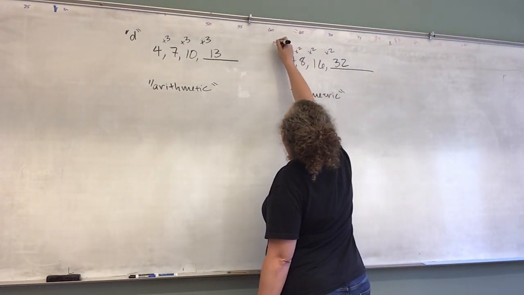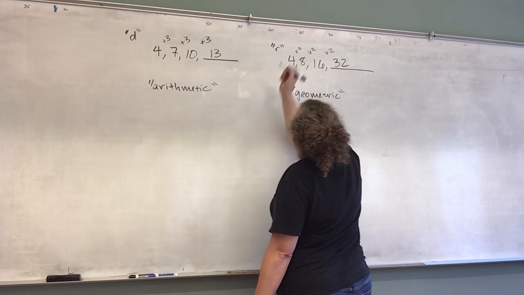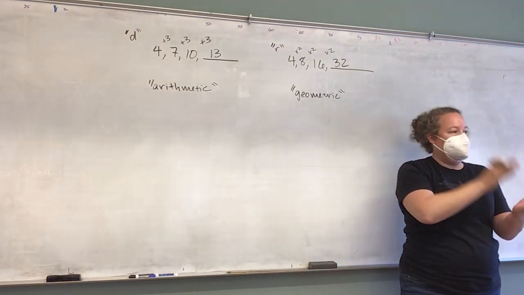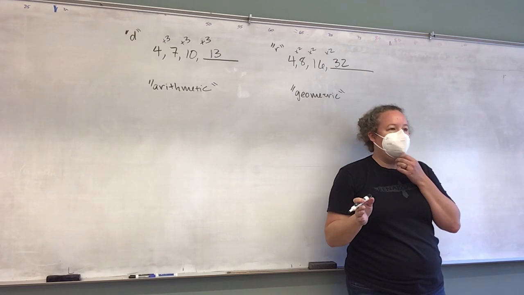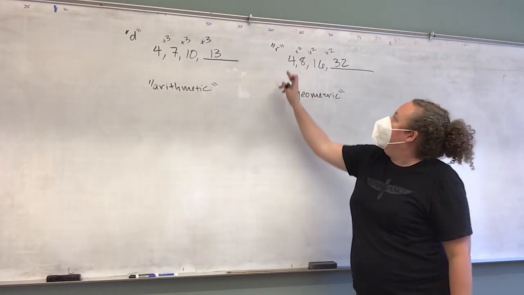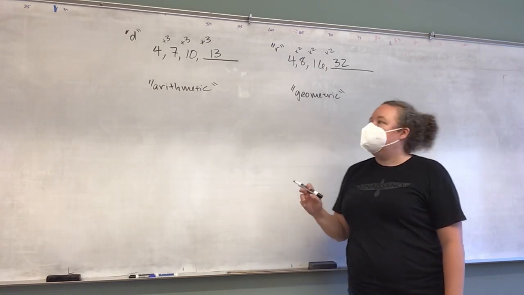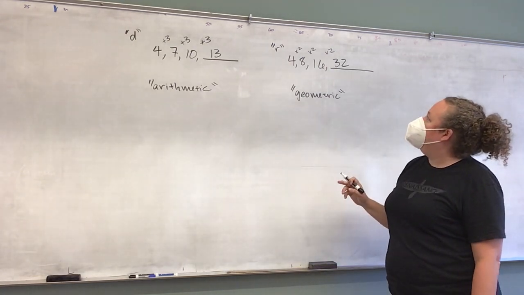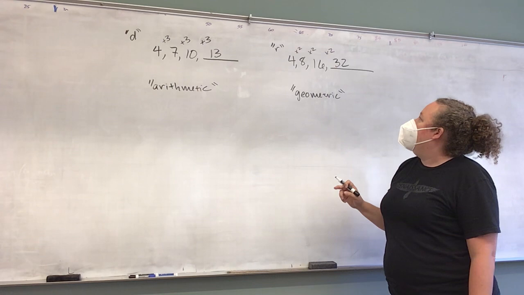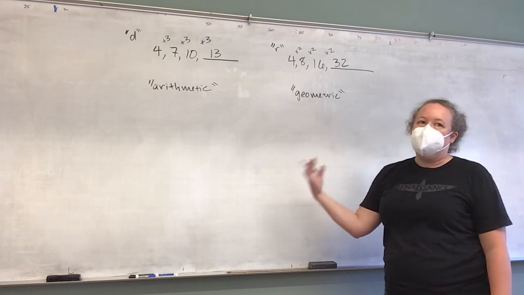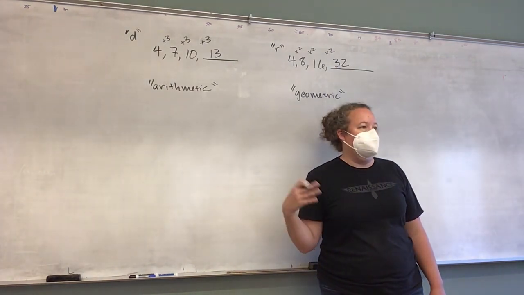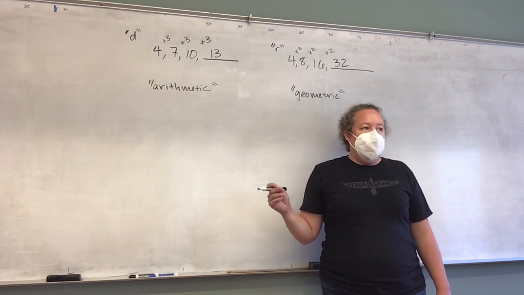And this number that we're multiplying by every time to get from one term to the next is called the common ratio, and we label it R. So we can see that we are following a pattern, and then we can continue the pattern to find the next number, the next number, the next number.